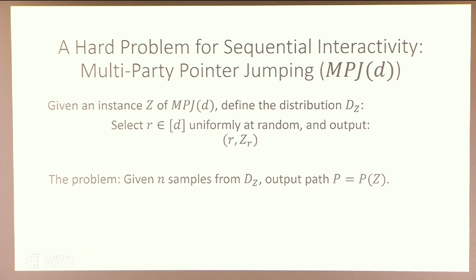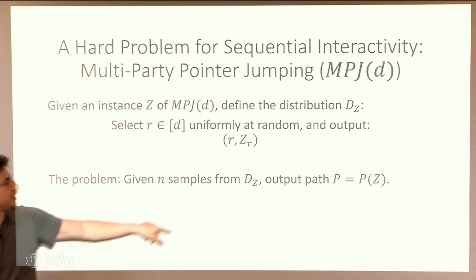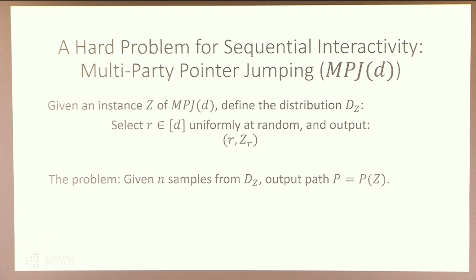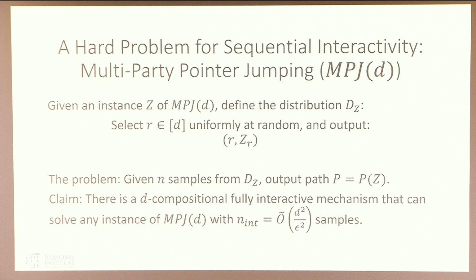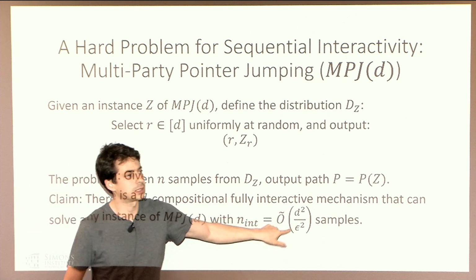Okay, so when you sample a new person from this distribution, they have a level at random and they get all of the information about that level of the tree. All of the people at the same level have the same information. But it's private what level you are. And the problem we want to solve is, given n samples from this distribution, find the path. Okay, so we have a separation. The first claim is that there's a K compositional, fully interactive mechanism that can solve any instance of this problem with sample complexity on the order of d squared over epsilon squared.